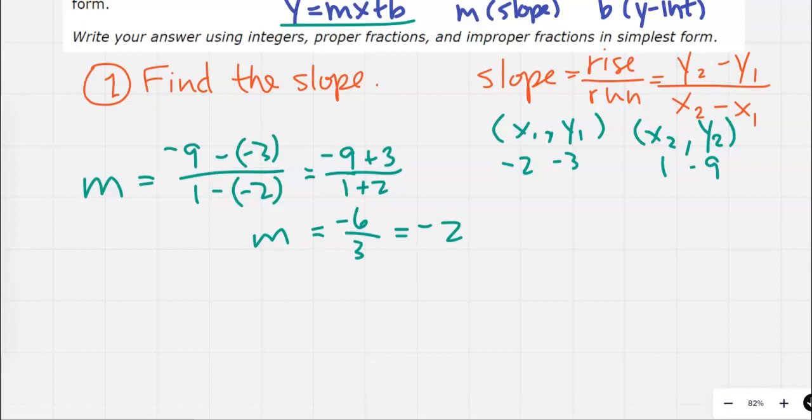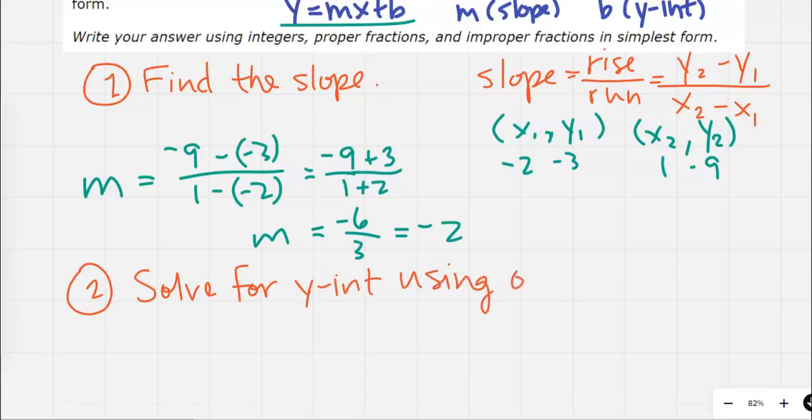Okay, so with that, our second step is to solve for b, so solve for that y-intercept using one coordinate point.